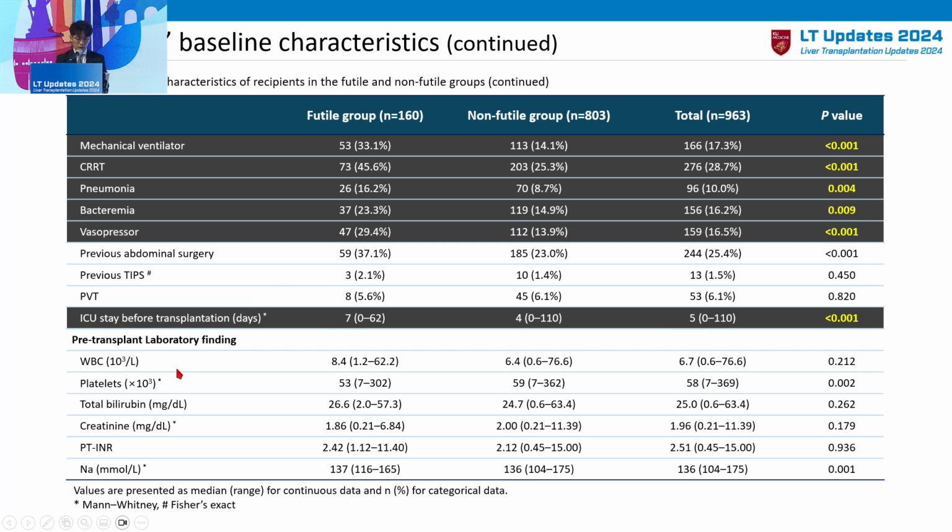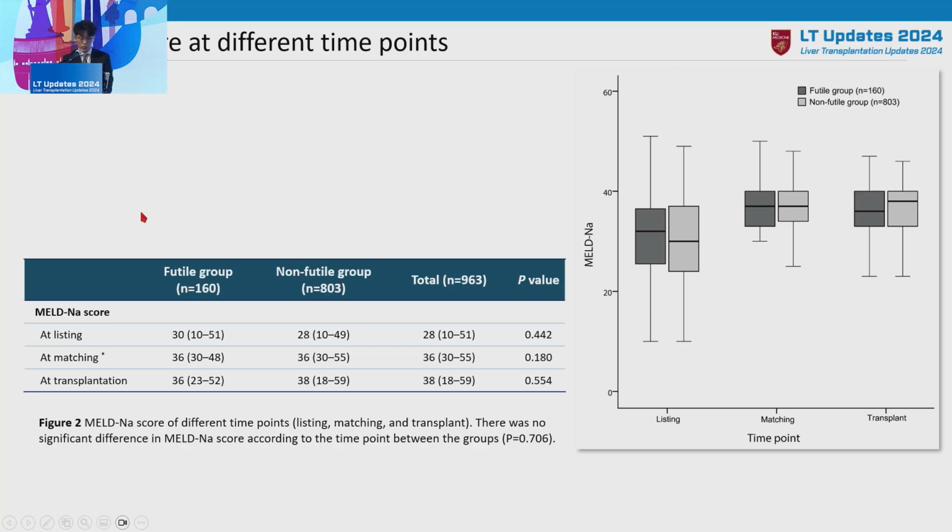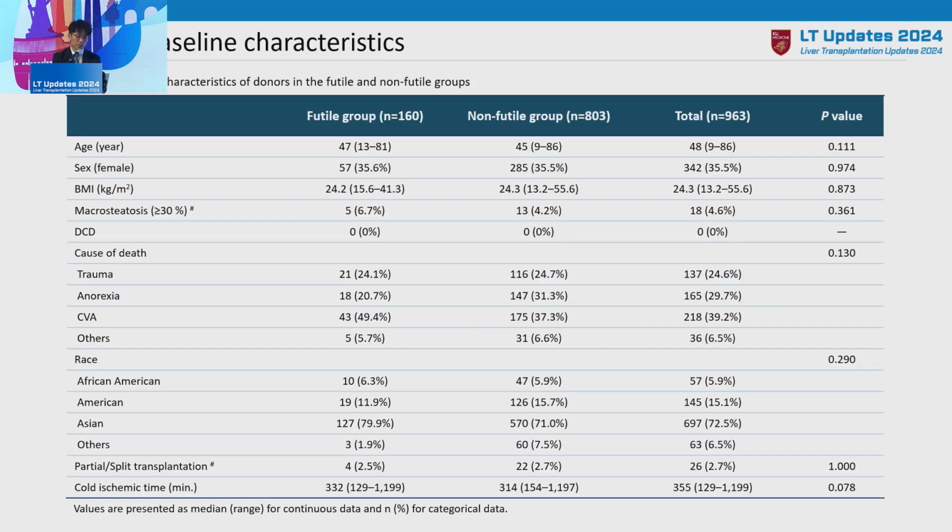Regarding pre-transplant findings, there were no significant differences. The distribution of MELD sodium scores is demonstrated in figure 2 and table. The MELD sodium score increased according to the timeline before the transplantation, so the MELD score at transplant was the highest among the time points. However, no significant difference was observed between the groups according to the 3 time points.